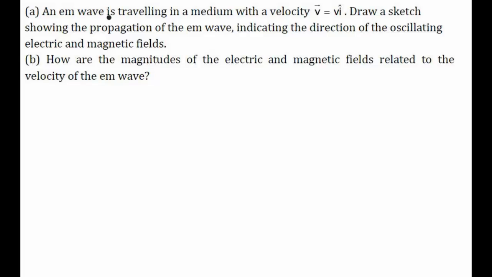An electromagnetic wave is traveling in a medium with velocity v equal to v i cap. So the velocity of the electromagnetic wave is given as v i cap. That means it is in the x direction.